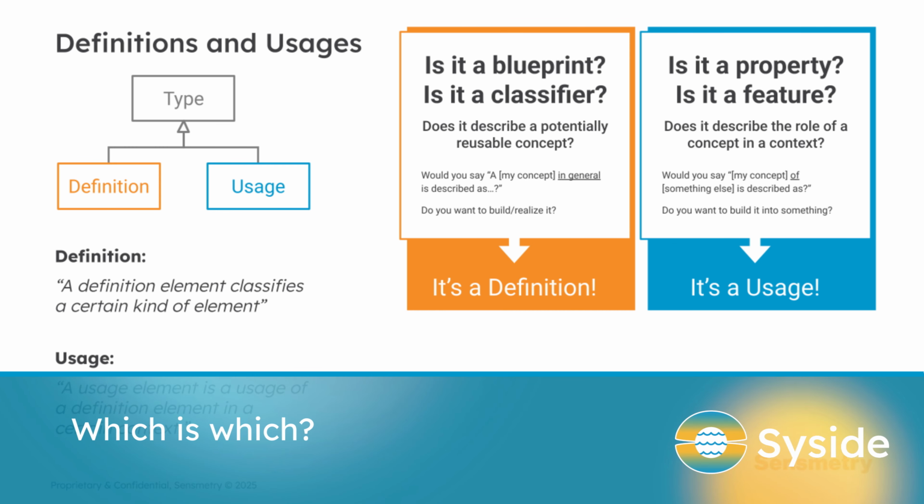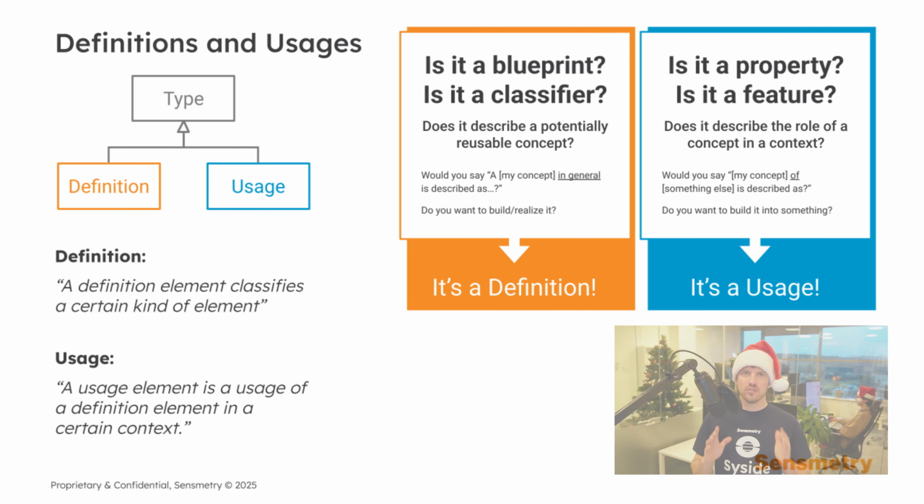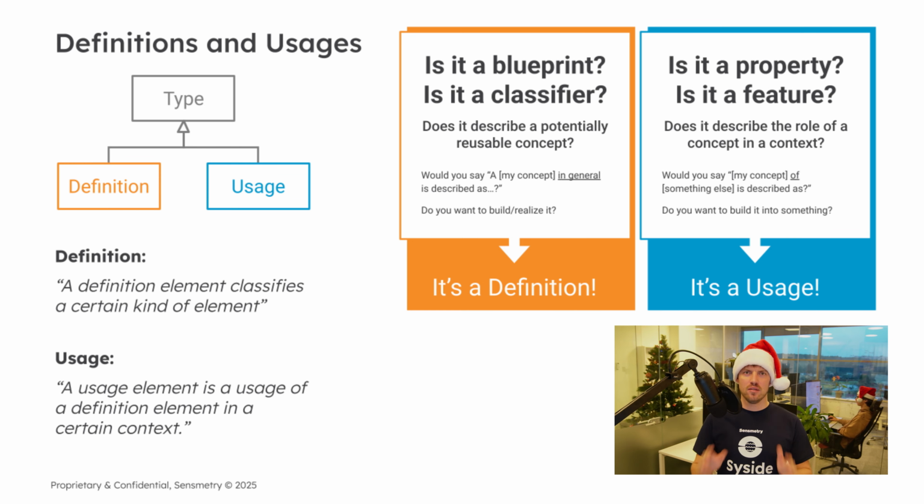Almost everything in SysML v2 is either a definition or a usage. Here's a quick rule of thumb to know which one to use. Rule 1. If something seems like a blueprint or a classifier, and it describes a potentially reusable concept, it's a definition. Rule number 2. If something seems like a property or a feature, and it describes the role of a concept in a context, it's a usage. We will explore more examples as we go.